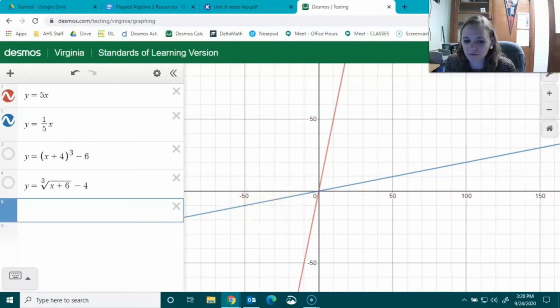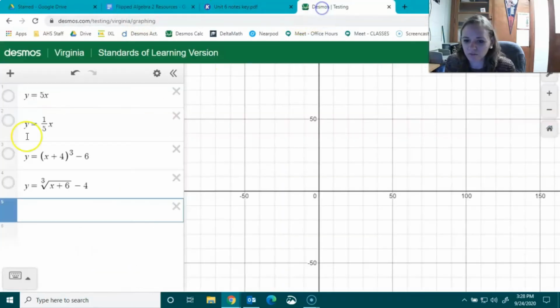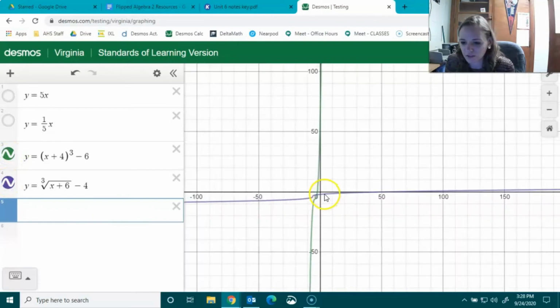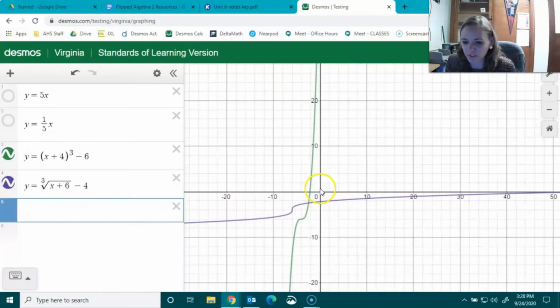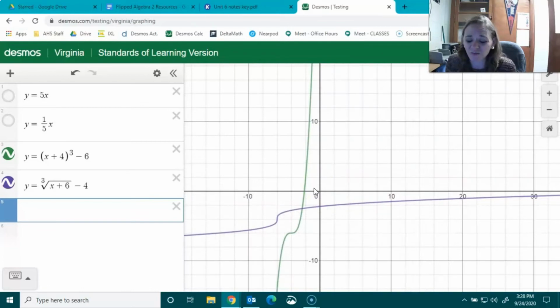Alright. Let me show you the answer to number 11. So number 11 looks like this and this. Okay? I'm zoomed way out, but anyway. Wow. Okay. Very interesting. Does that make sense that that would be an inverse? Yeah, it looks like it's a reflection, right?